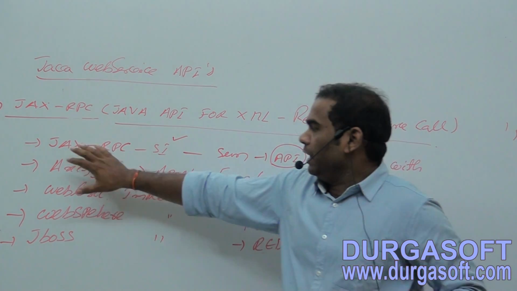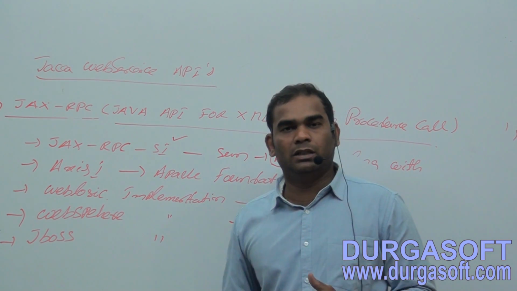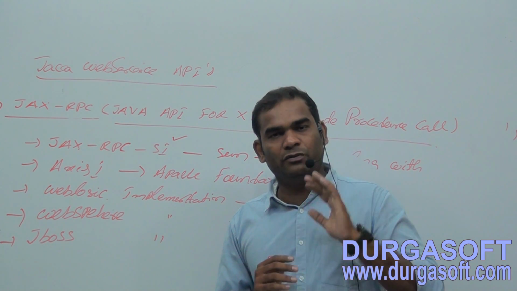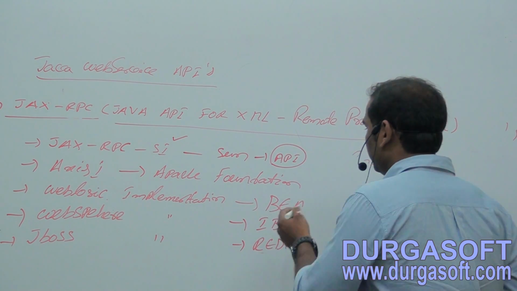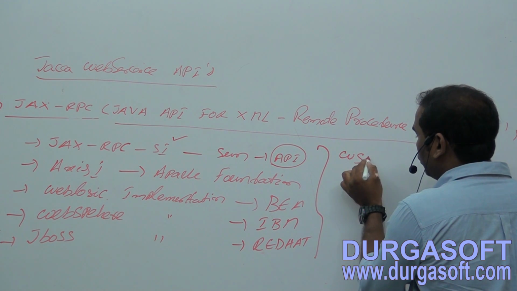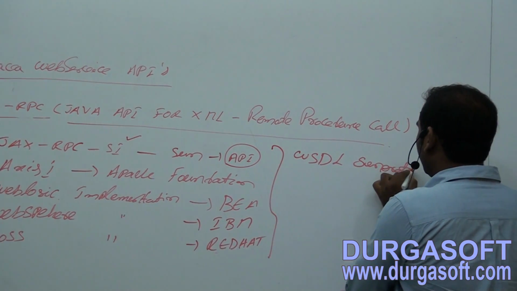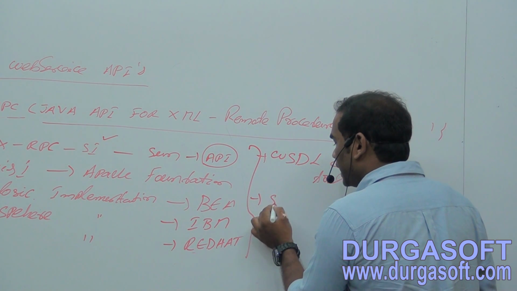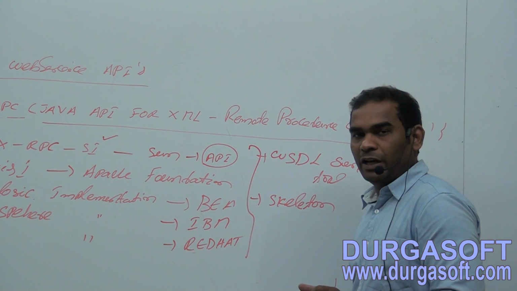So these are the implementations for the JAX RPC. If you want to develop a JAX RPC web service or web service client using the Java language, you can choose any one of these implementations. That implementation provider should provide the WSDL generation tool. Same way, they should provide the skeleton if we develop the web services here.